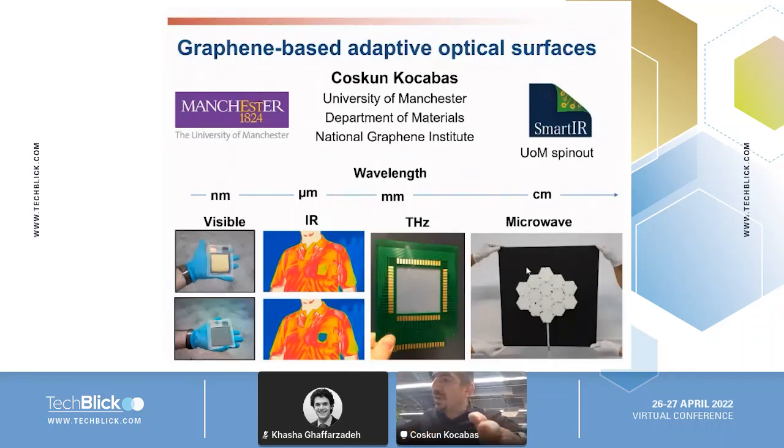So we are using graphene-based devices to control visibility of an object, and we can change reflection of light from surfaces. And these devices can change their reflectivity from visible all the way up to microwave. So these are a couple of examples that we have been working on. And today I will talk about the general physics behind this, and I will give you recent developments in that field.